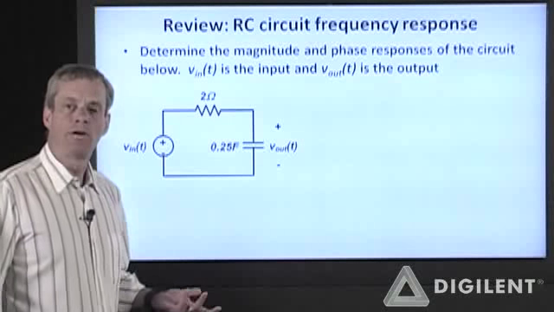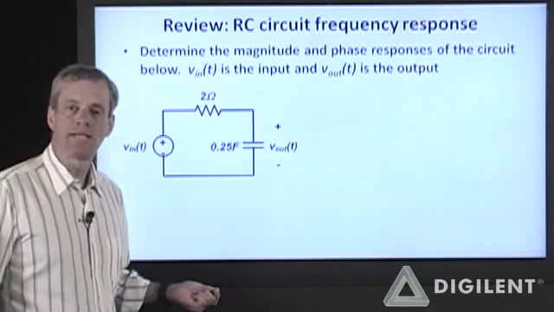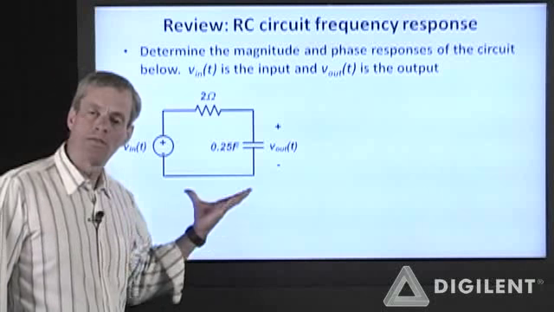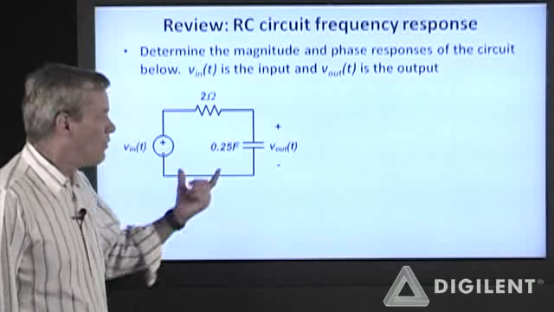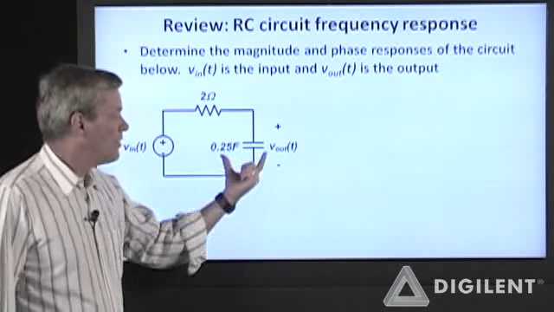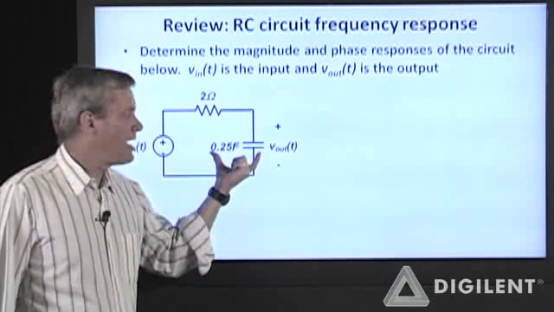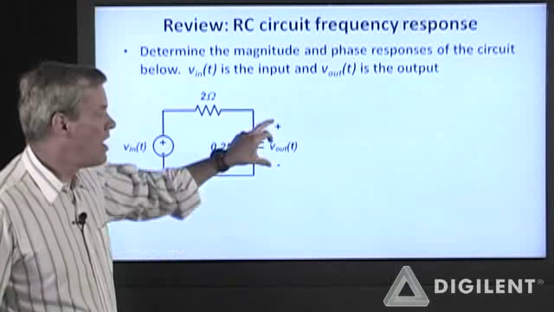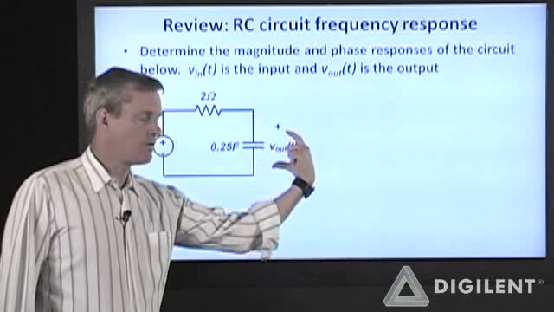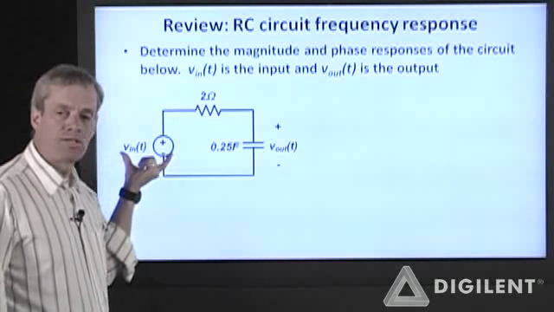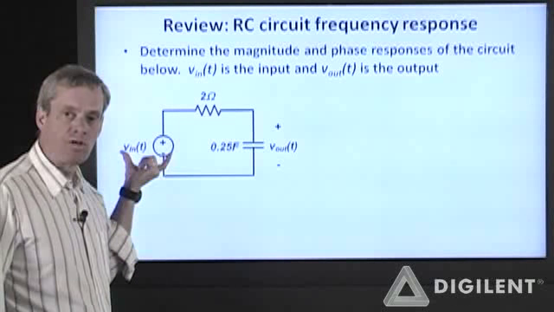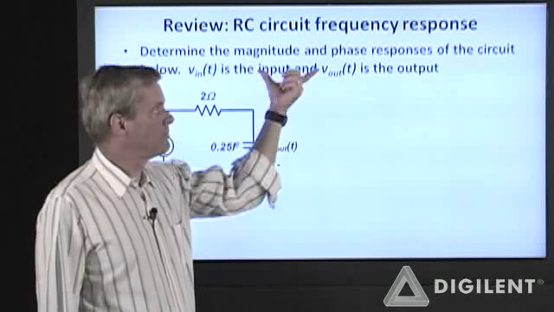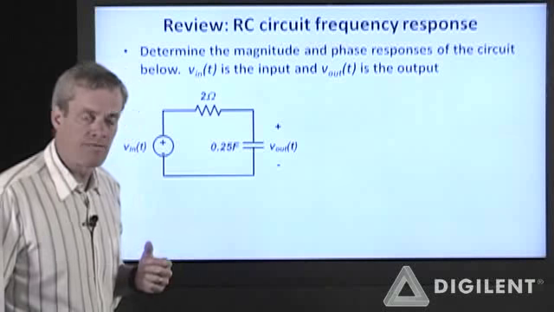At this point, I also want to review an example that we did last time. I'll be using this example again throughout the lecture today. We have a simple RC circuit. We have a 0.25 farad capacitor and a 2 ohm resistor. Our output is measured as the voltage across the capacitor. We're driving this with some input voltage as a function of time. We determine the magnitude and phase responses of this circuit.